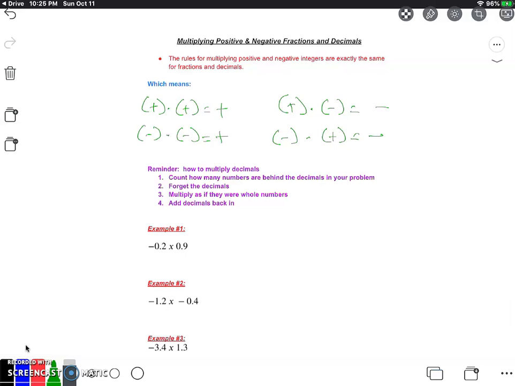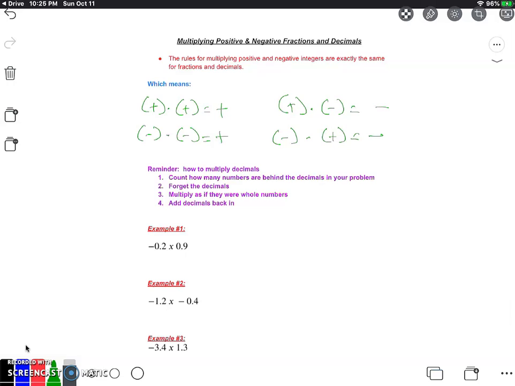So let's look at the rules and give you a reminder of how to multiply decimals. Number one, count how many numbers are behind the decimals in your problem. Number two, don't worry about the decimals. Multiply them as if they were whole numbers. And then step four, add the decimals back in. So let's take a look at number one.